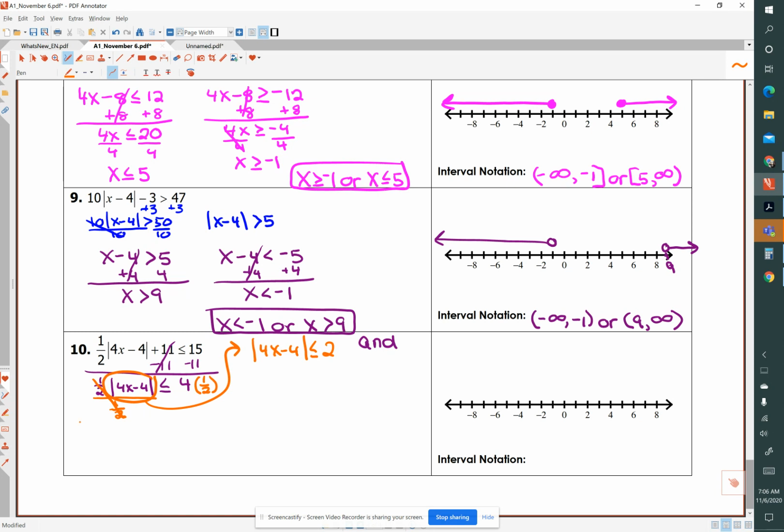So let's do our rewrite. I think we have enough room to do this. We may have to change the color and write a little small. 4x minus 4 is less than or equal to 2. Let's make our second case. 4x minus 4, none of that changes, is greater than or equal to, what did I do wrong? 4 times 1/2. I know what I did. I divided when I should have multiplied. Oops.